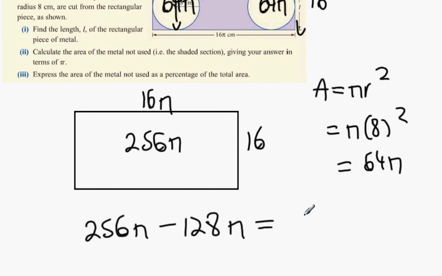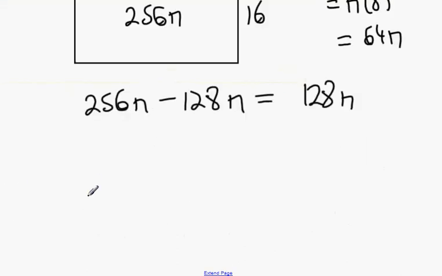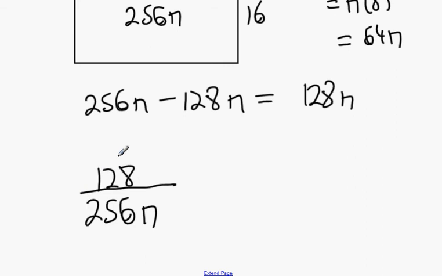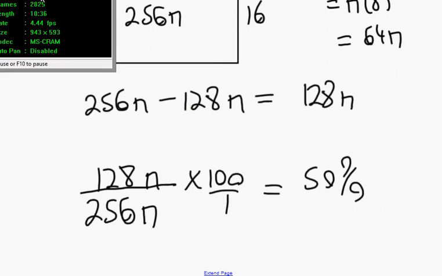It's 128 pi. Express the area of the metal not used as a percentage of the total area. What was the total area? The total area was 256. Well, how much metal is left? 128. That's what you said, but 256 minus 128 is 128. And then you multiply by 100 over 1. And what we get there is 50%. Okay guys, just going to set this off in a couple of questions.